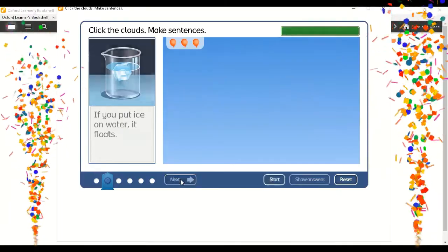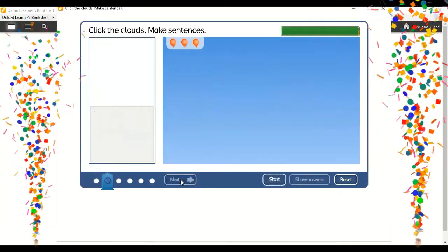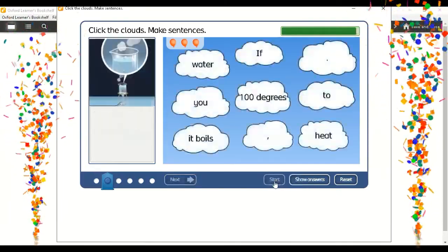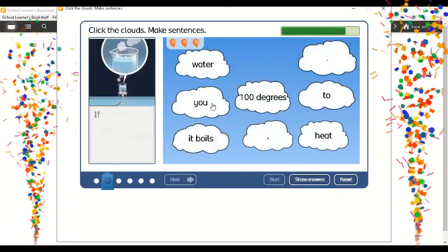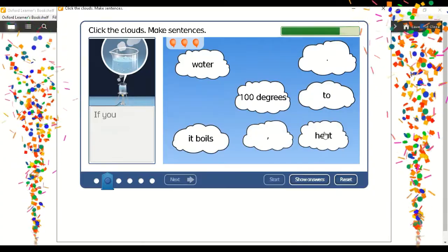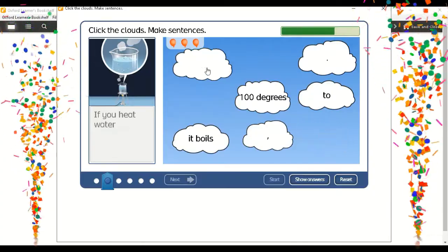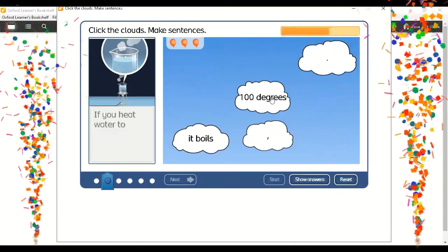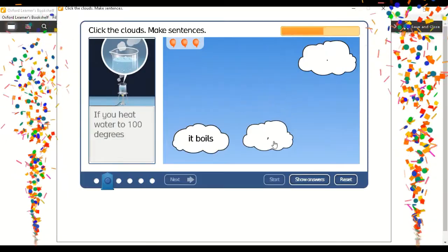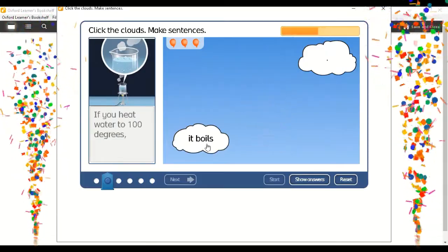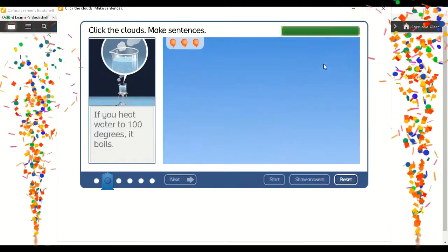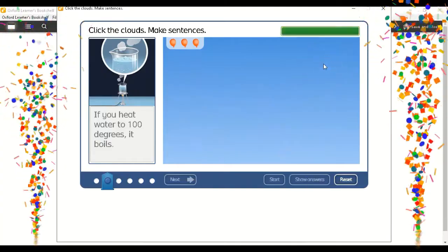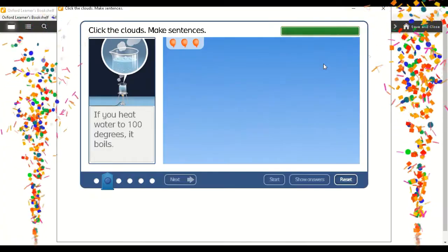And let's see the next one. Are you ready? Let's start. Okay, if you heat water to 100 degrees, comma, of course, it boils and full stop. If you heat water to 100 degrees, it boils.